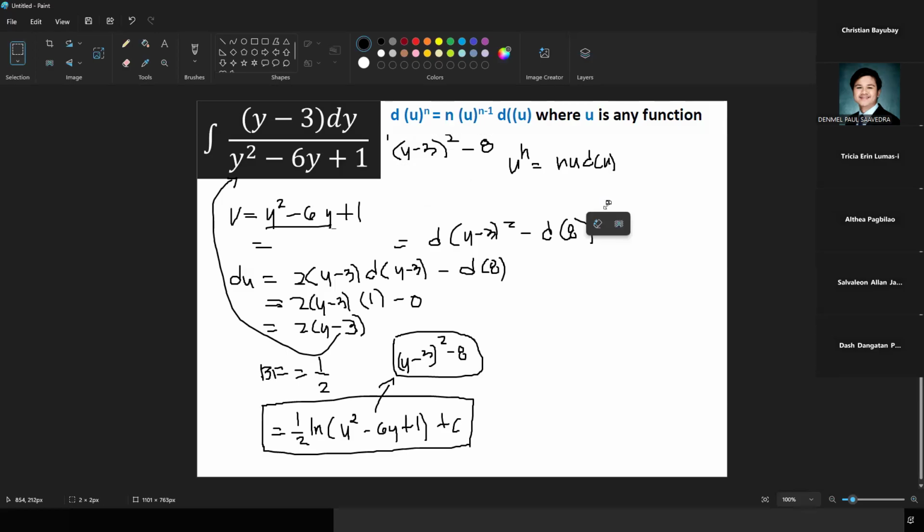I hope I was able to correct my mistake from yesterday today. So are we clear now with your seat work? This is your seat work, is it number 3 or 4?